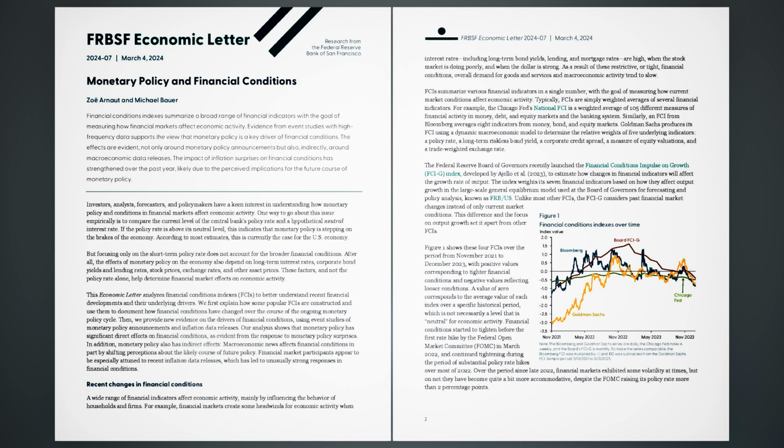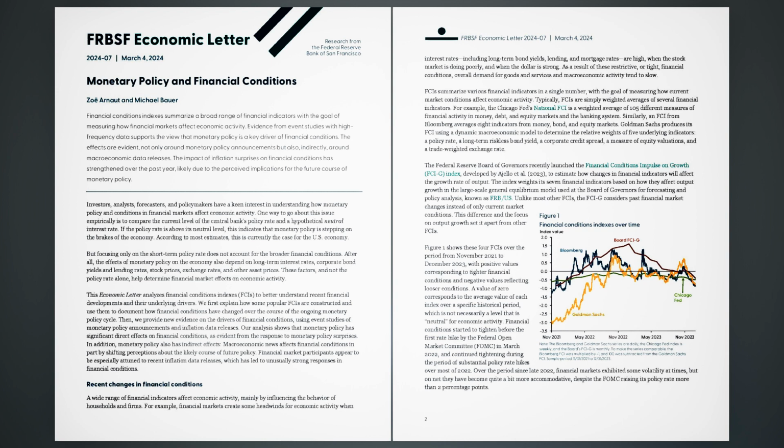Figure 1 shows these 4 FCIs over the period from November 2021 to December 2023, with positive values corresponding to tighter financial conditions and negative values reflecting looser conditions. A value of 0 corresponds to the average value of each index over a specific historical period, which is not necessarily a level that is neutral for economic activity.